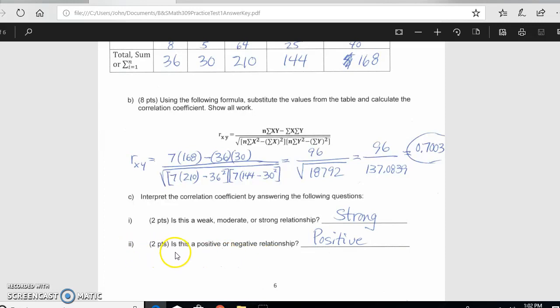And then number 2, is this a positive or negative relationship? And because this is a positive number, then the relationship is a positive relationship. It is possible to have a negative number, and we would have a negative relationship. So that is problem number 5.